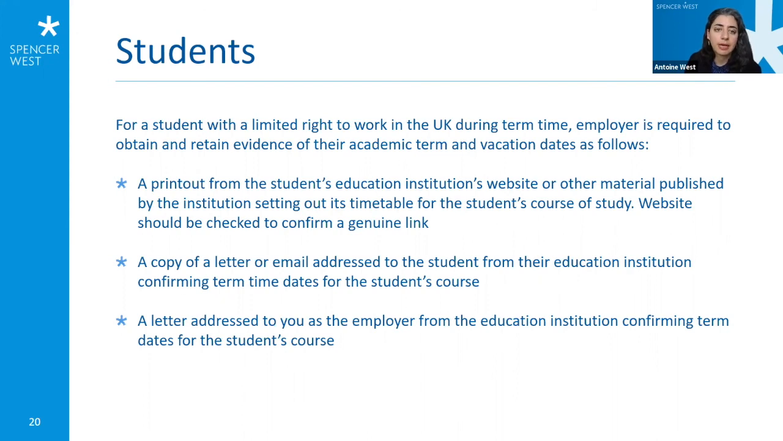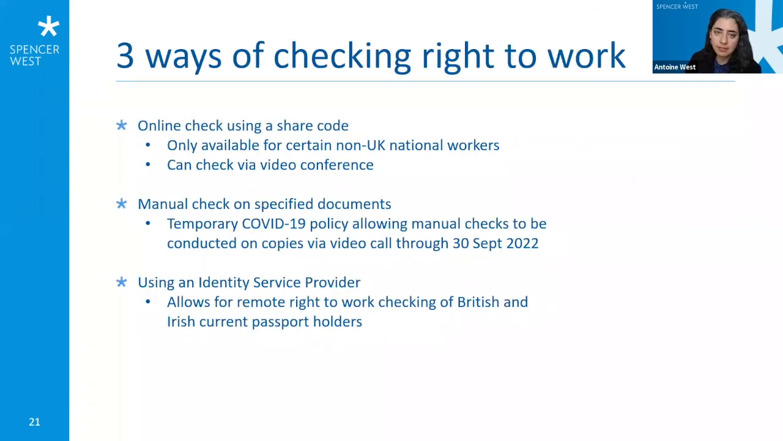Okay. And I just want to revisit, now that we've talked about them all, the 3 different ways of checking the right to work. So using the online check, using a share code to do an online check. So that's only going to be available for certain non-UK national workers. So a British passport holder is not eligible to generate a share code. And you can check that by a video conference. Until the end of September, you would need physical possession of the documents to do it by video conference. Until then, you can use a copy.